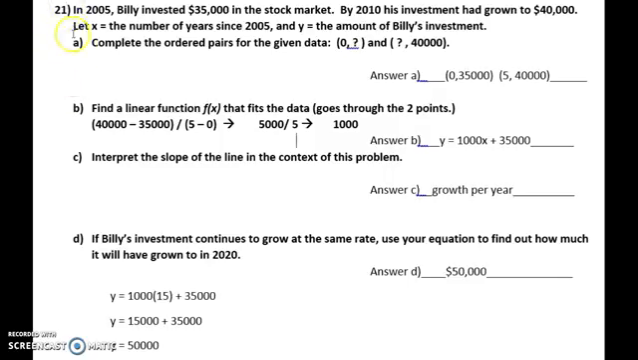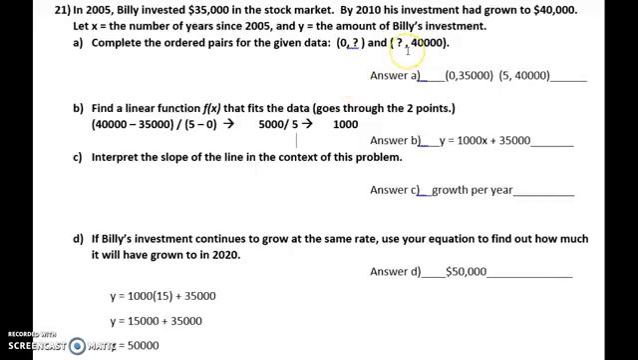For number 21, we have an investment scenario. And the first part of the problem says to complete the ordered pairs for the given data. And so for this first point, we have an x value of 0. And x is the number of years since 2005. So if it's been 0 years, it means it's still 2005. So the y value, the amount of the investment, is how much he had in 2005.